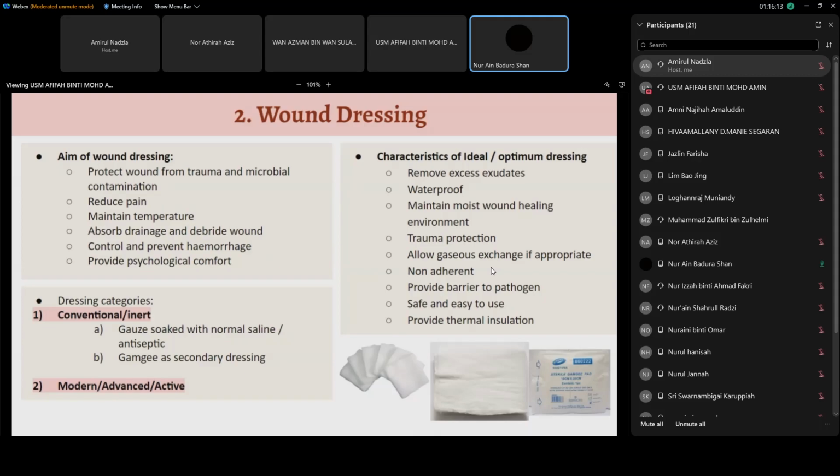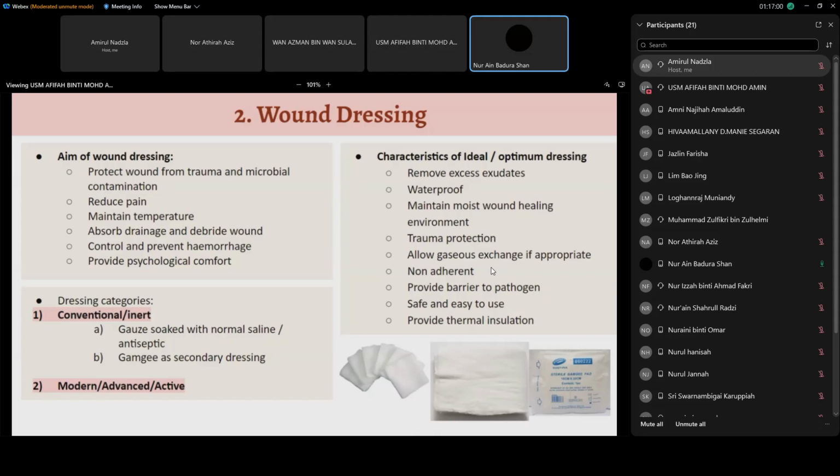moisten the wound. So the aims are to protect the wound from trauma and microbial contamination, to reduce pain, to maintain temperature, to absorb drainage, to debride the wound, and to control and prevent hemorrhage, as well as to provide psychological comfort. The characteristics of an ideal dressing include removing excess exudate, waterproof, maintaining a moist wound healing environment, trauma protection, allowing appropriate gas exchange, non-adherent, providing a barrier to pathogens, safe and easy to use, as well as providing thermal insulation.